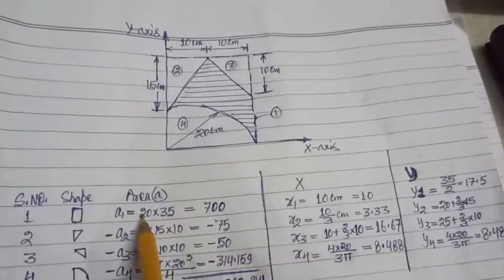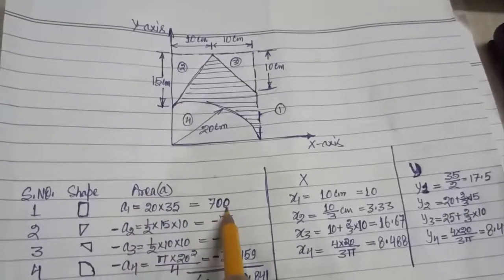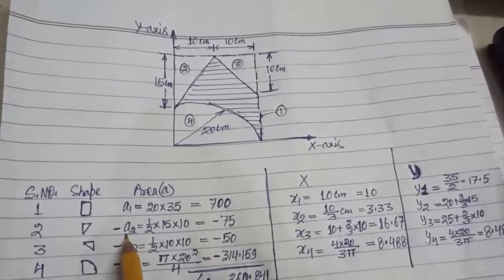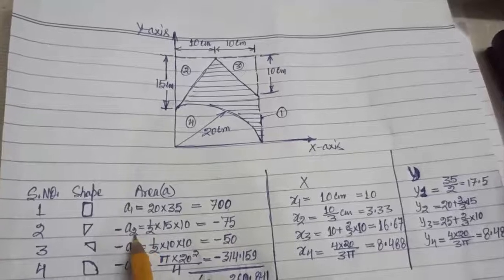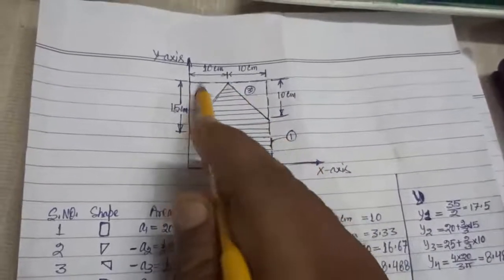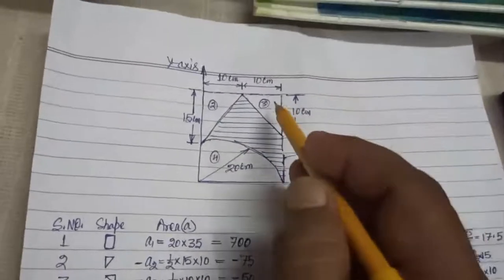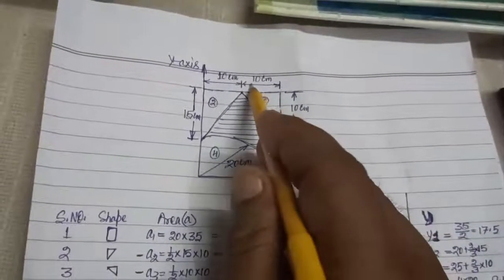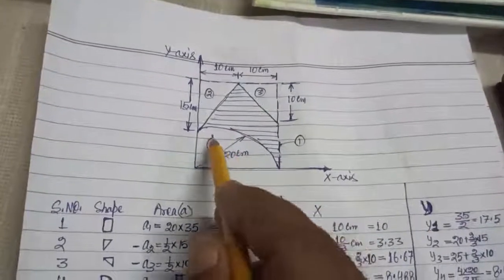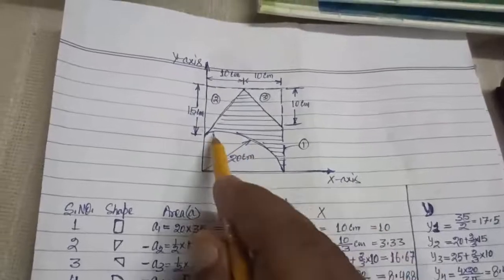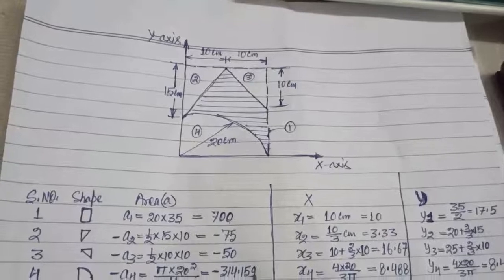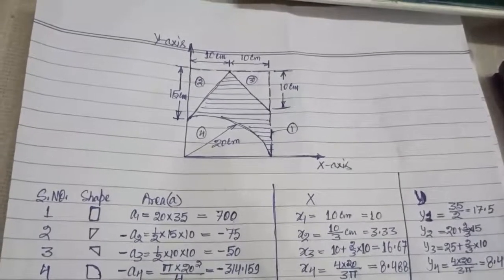For the rectangle, one side is 20 and the other 35. So the total area is 700. Now A2 is minus because this is deducted from the rectangle. So 1 by 2 into 15 this side and 10 this side. So 1 by 2 into 15 into 10 is minus 75. And for this triangle, 1 by 2 into 10 into 10, so this is minus 50. And pi r square by 4 for this quadrant, so this is minus 314.159.